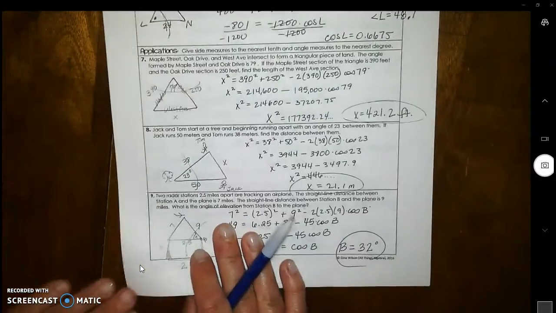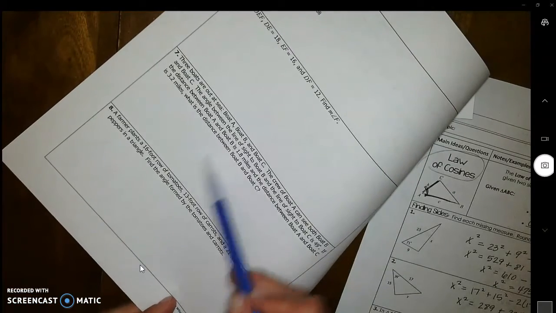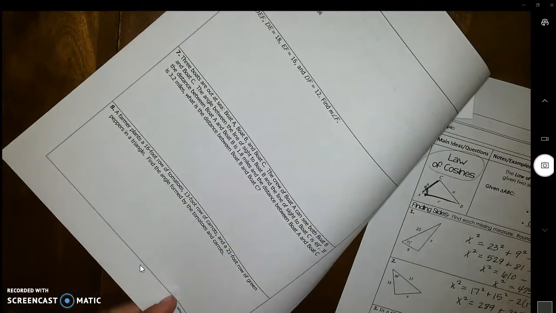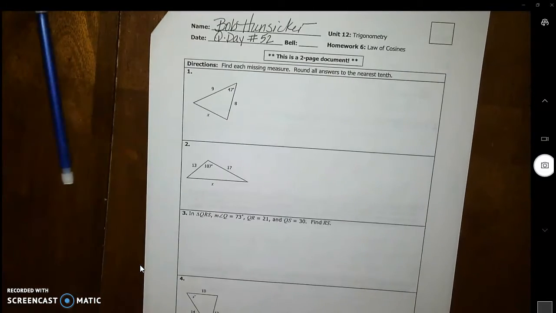Okay, so I just went over a couple of things with you. Your job is to go try some on your own. There's going to be some triangles, a couple of different word problems to try. Just do the best that you can. Okay, that's all I ask.